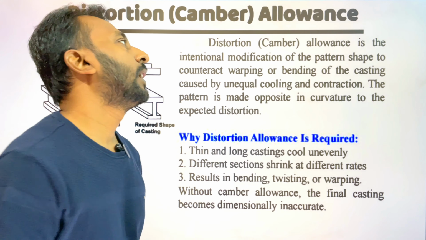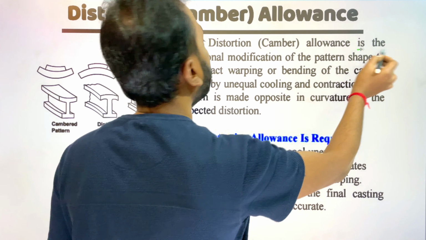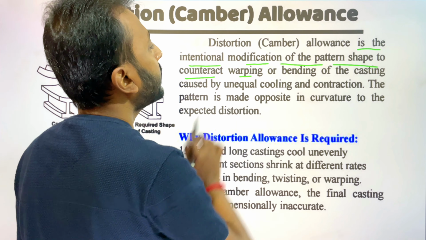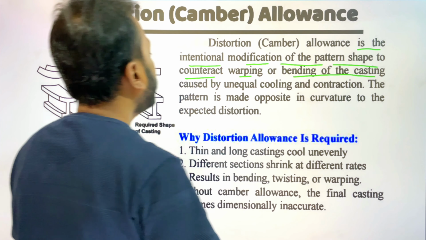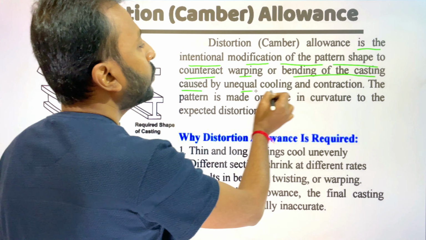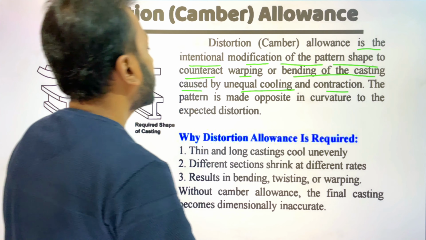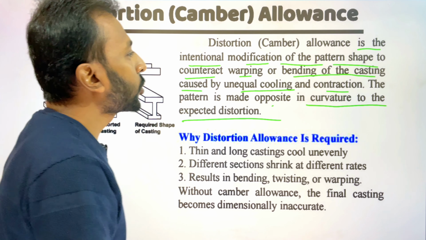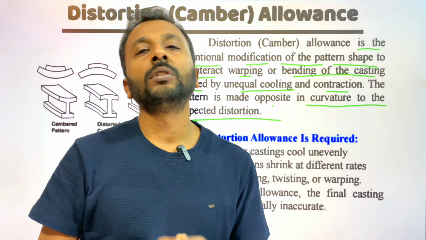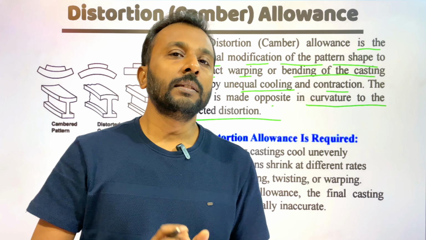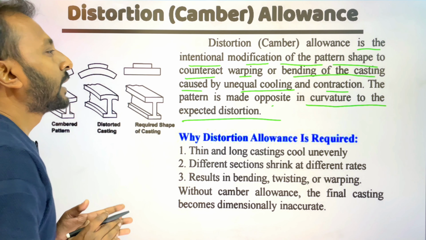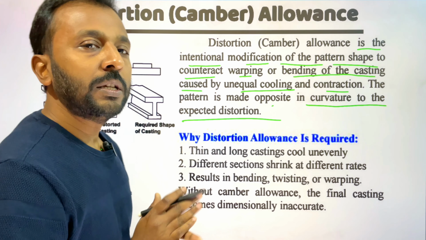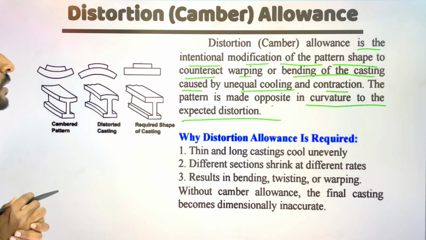So what is distortion allowance? Distortion allowance is the intentional modification of the pattern shape to counteract wrapping or bending of the casting caused by unequal cooling and contraction. The pattern is made opposite in curvature to the expected distortion. So it is neither a positive allowance nor a negative allowance. It is the curvature in the opposite direction of the expected distortion of the actual product.